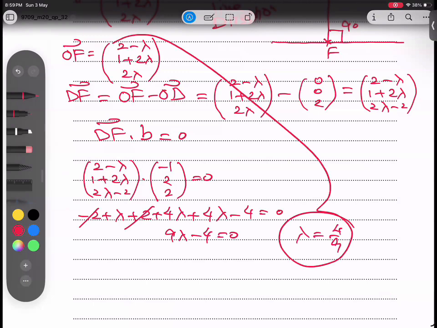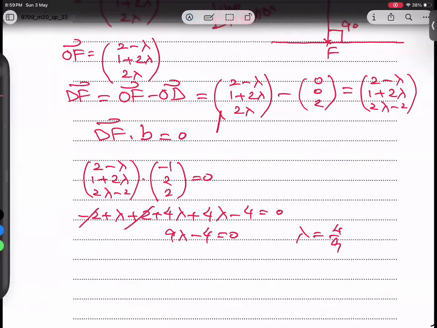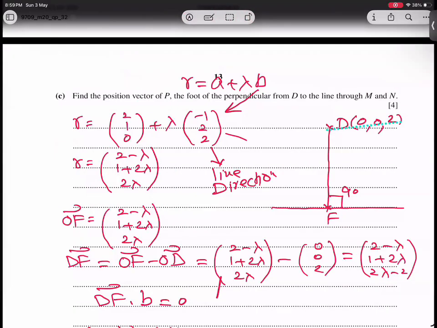We get the foot of perpendicular. Because, students, check on top what he is asking for. He's asking for the position vector of P, the foot of perpendicular from D. So it means he's asking for that foot of perpendicular. So I'm going to plug in.